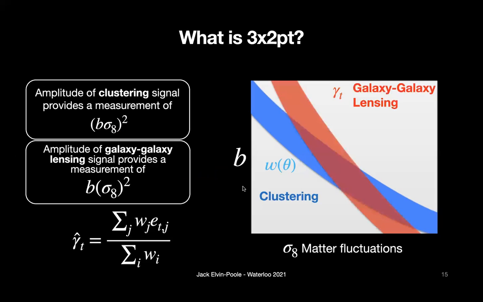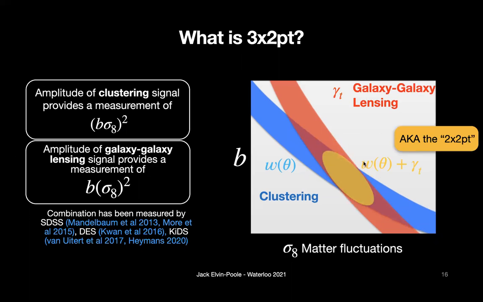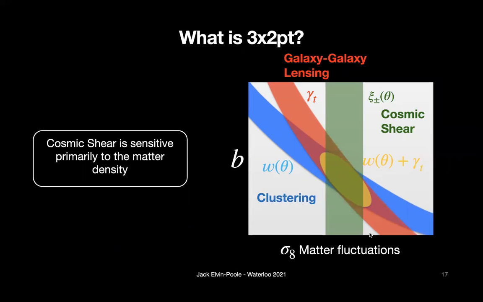Luckily, galaxy-galaxy lensing, which is this cross-correlation between your background lenses and your foreground, has the same issue, but with a different degeneracy direction. And so when we combine those two, we can measure what we call the 2x2, or informally within DES we call the 2x2 analysis, that combines these two-point correlation functions to simultaneously measure bias and sigma 8.